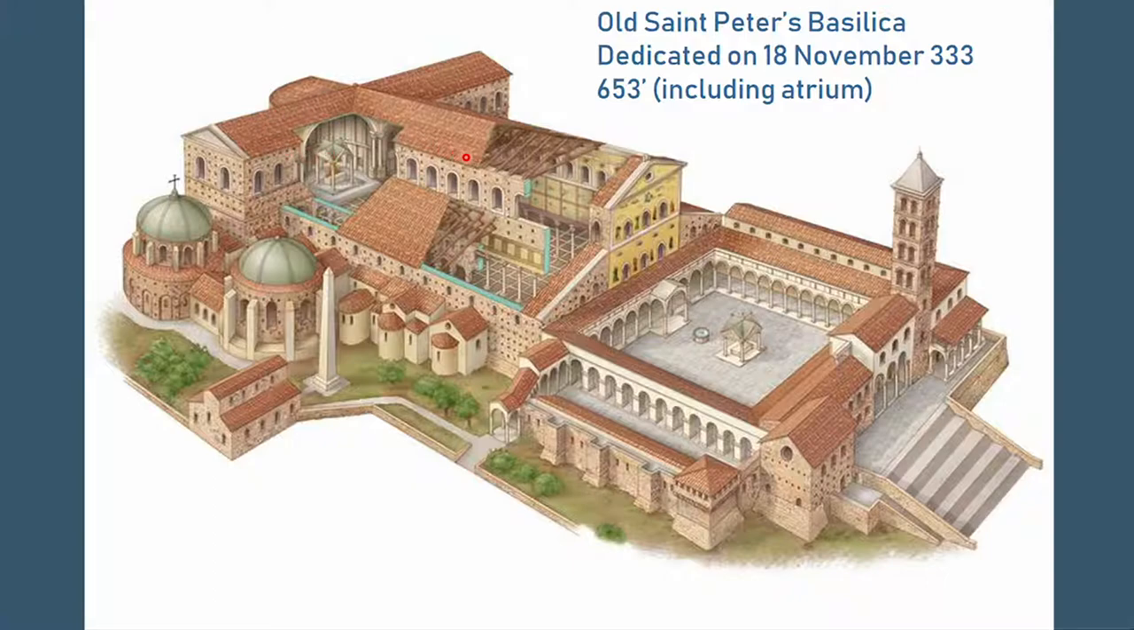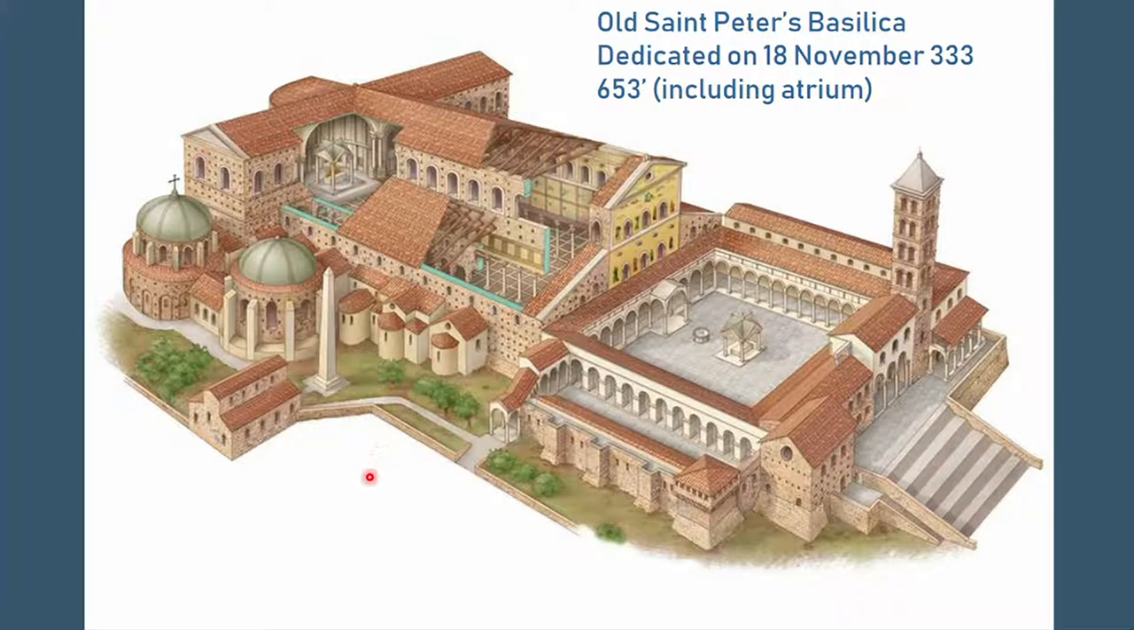It follows, for the most part, the Roman basilica, but the Christians added a new feature. It's called a transept. It intersects the nave at a right angle and gives them additional space. As the Christian liturgy and worship were evolving, it required more space, so they added new parts to that basilica.